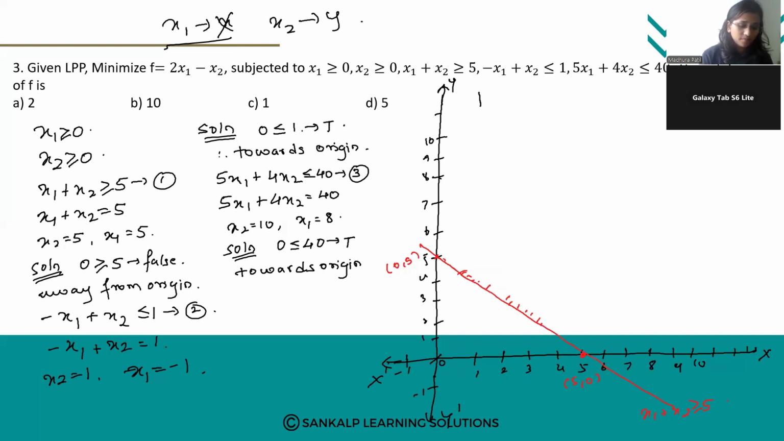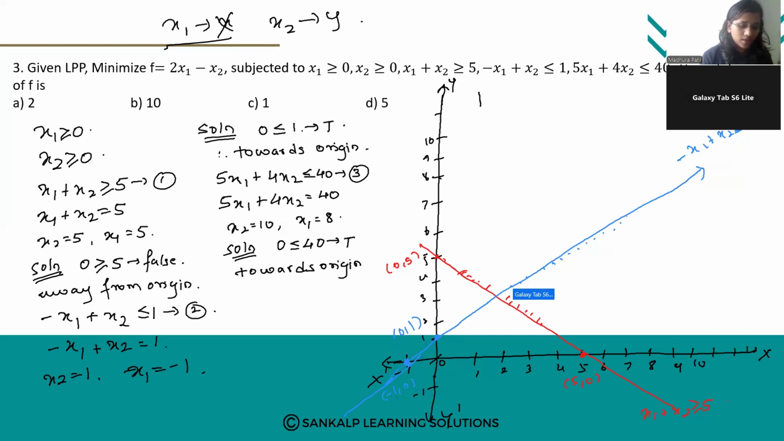Now the second one, what is the second line we have got? x1 is -1, that we have got, and x2 is +1. So that is on the y-axis. So if I join this, this is the straight line that I'm going to get. This is the straight line of what? Minus x1 plus x2 is less than or equal to 1. Okay, at the points 0, 1 and -1, 0. Now the solution of this was towards the origin. Okay, so let us just mark like this.